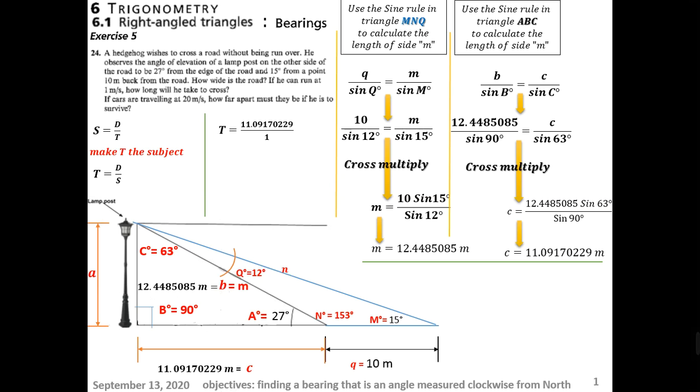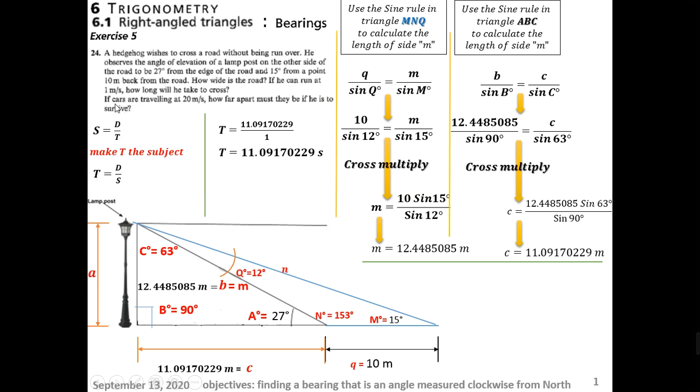Now let's substitute in t. d is 11.1 over the speed that is given to me in the question, which is 1 meter per second. So the time will be 11.09170229, and it's in seconds. And if we want to write it correct to 3 significant figures, it's going to be 11.1.